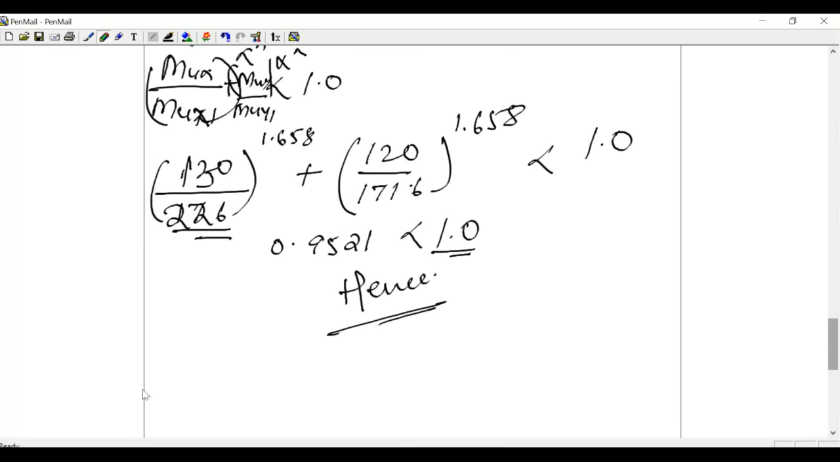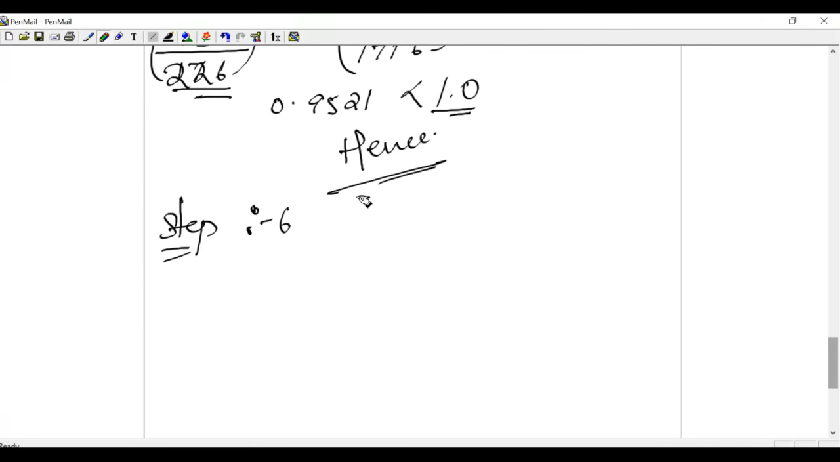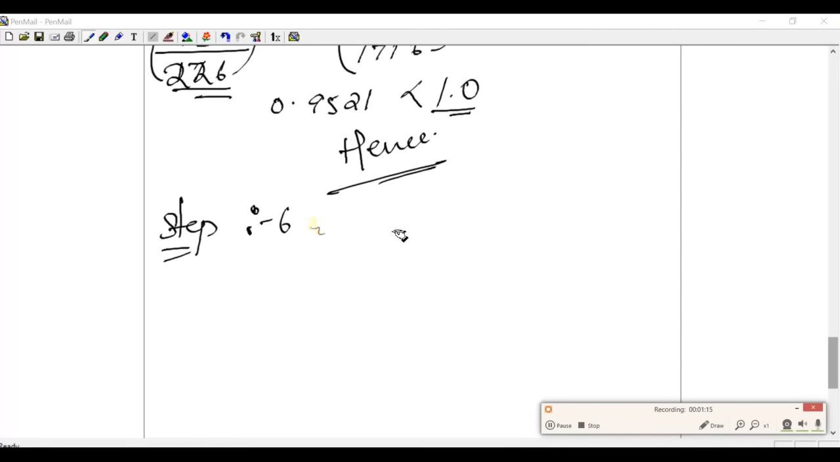So now once we have calculated the main reinforcement, we have confirmed the check of eccentricity, and we have confirmed the check of minimum adequacy of the section. The last step, that is step number 6, is to design the transverse reinforcement. Main reinforcement we have already designed, so the last step is design of transverse reinforcement.